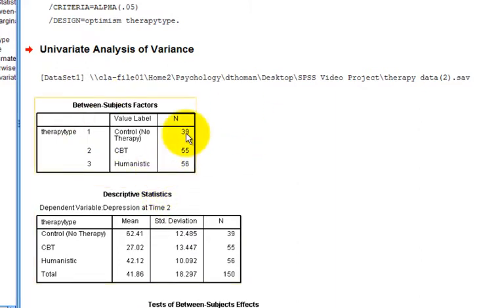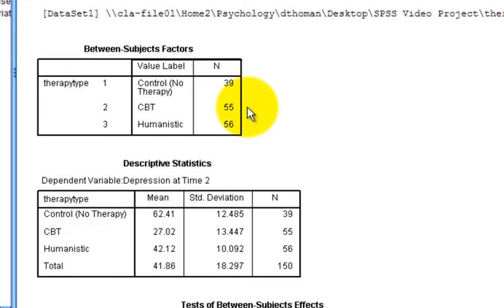The first thing that appears in our output is the number of people in each group: our no therapy control group, our CBT, cognitive behavior therapy group, as well as our humanistic group. This should be consistent with other videos using the same data. We next see the descriptive statistics for depression at time 2. This is not controlling for optimism yet. These are just the group means for depression at time 2. Here we can see that the control group has a considerably higher depression than either of the others.